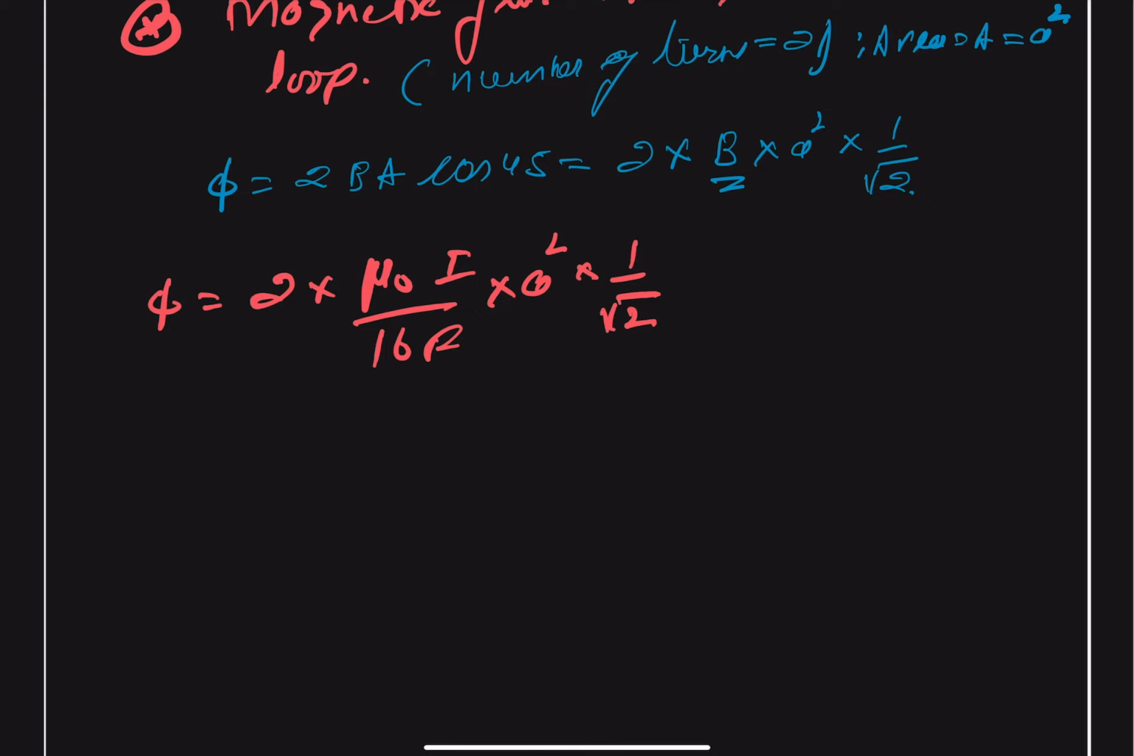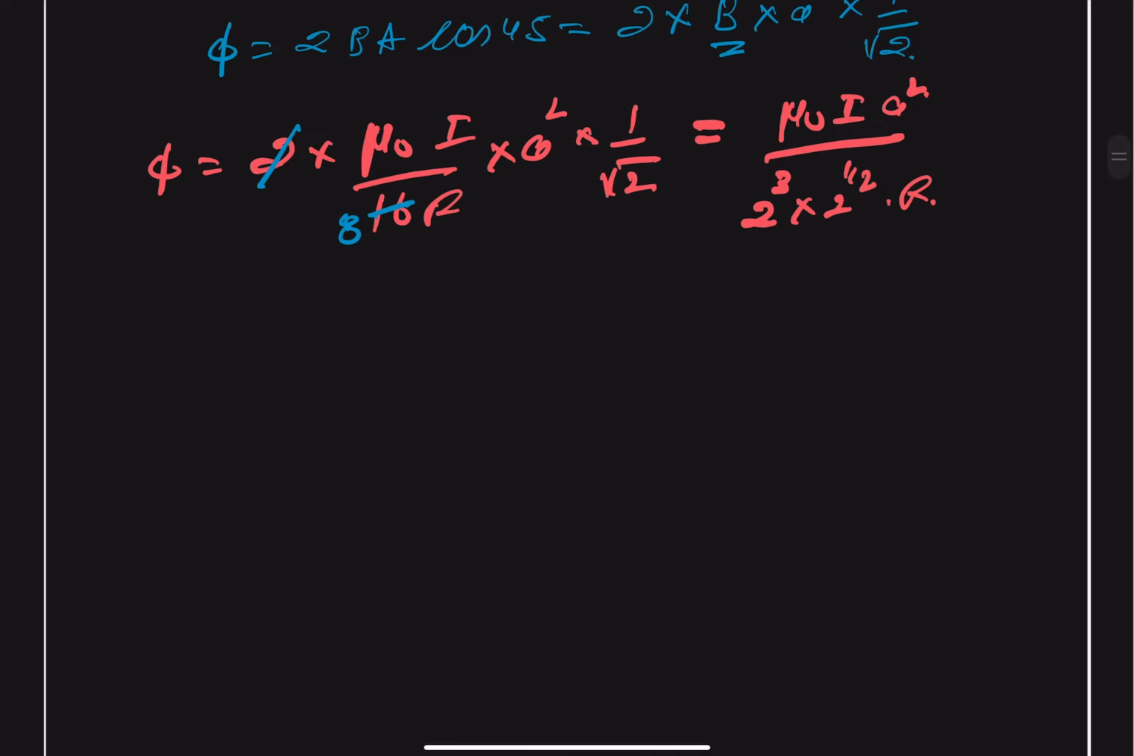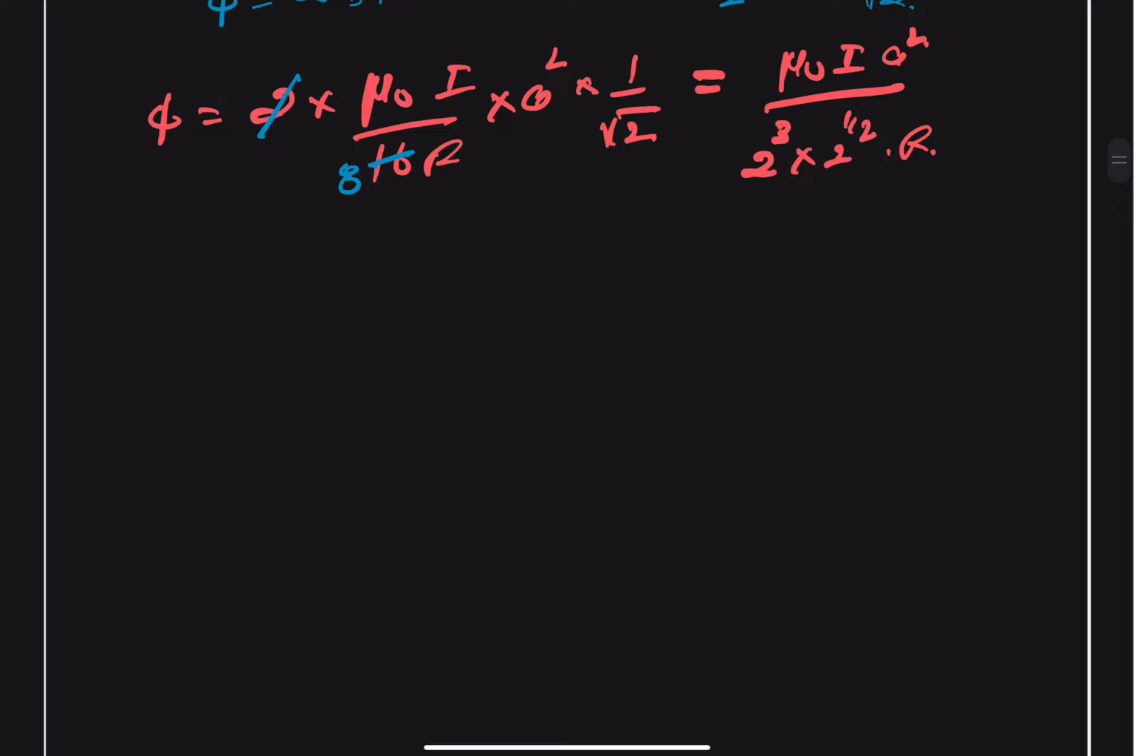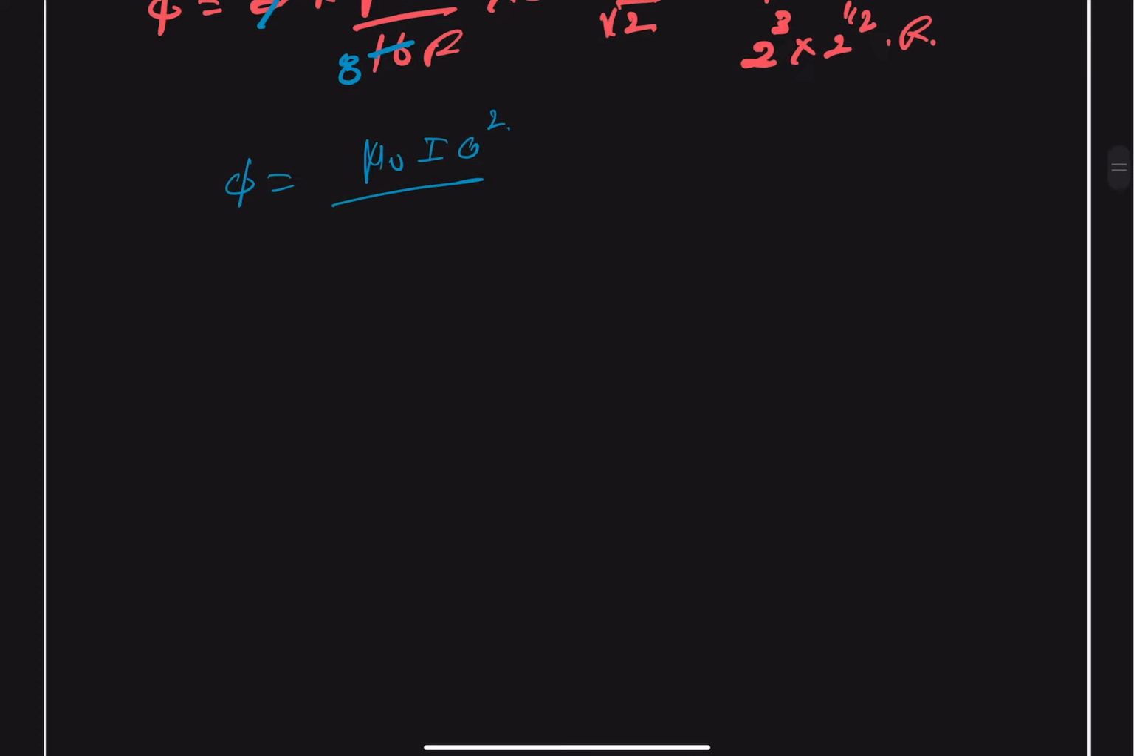So we can just cancel it. This goes by 8, and we get this as mu naught I A square upon 2 raised to power 3 multiplied by 2 raised to power 1 by 2 times R. And thus we get that our flux phi will be equal to mu naught I A square upon 2 raised to 7 by 2 times R.